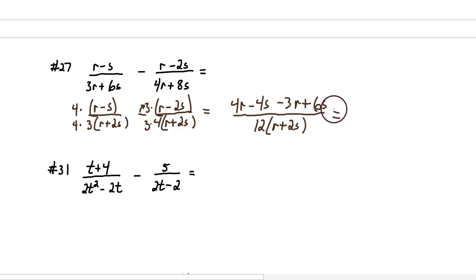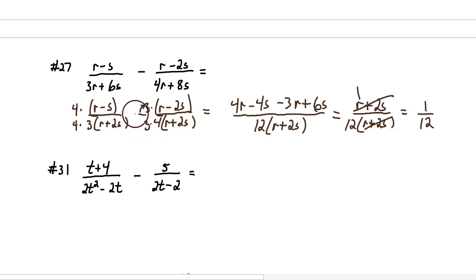Now let's combine like terms in the top. 4r subtract 3r makes r, and negative 4s plus 6s makes plus 2s. And in the bottom we have our 12 times r plus 2s. Does this reduce? There's an r plus 2s top and bottom. They cancel away, leaving the whole number of 1. So the final answer is 1 over 12.